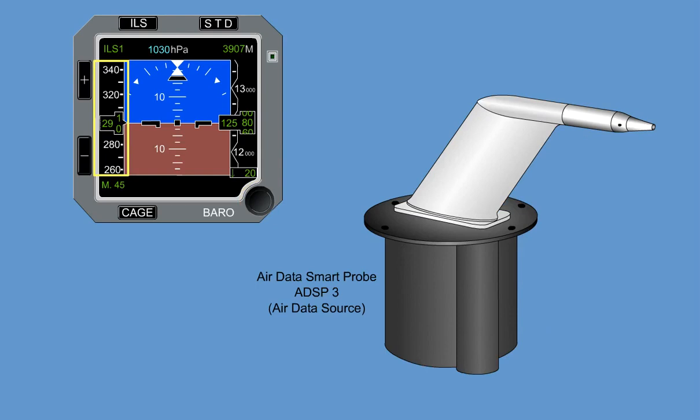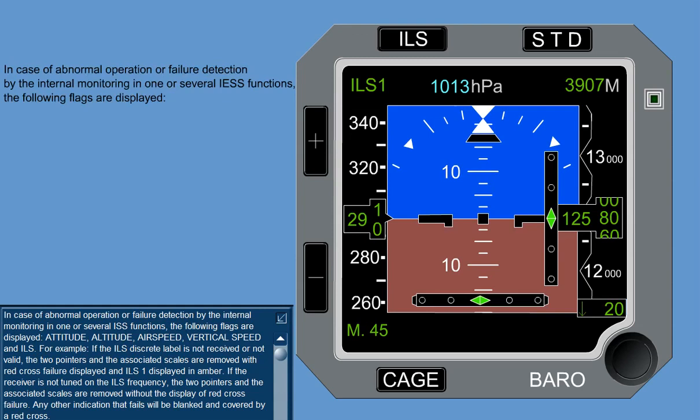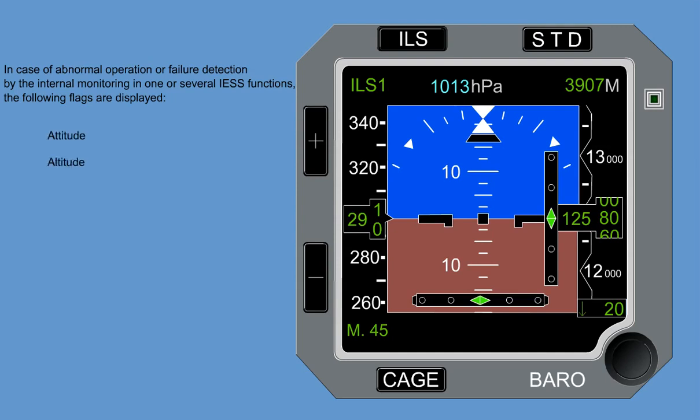Indicated airspeed data is presented in tape format and is provided by processing dynamic pressure sensed by ADS-B 3. In case of abnormal operation or failure detection by the internal monitoring in one or several IESS functions, the following flags are displayed: attitude, altitude, airspeed, vertical speed, and ILS.